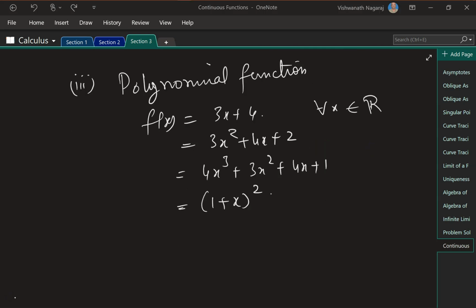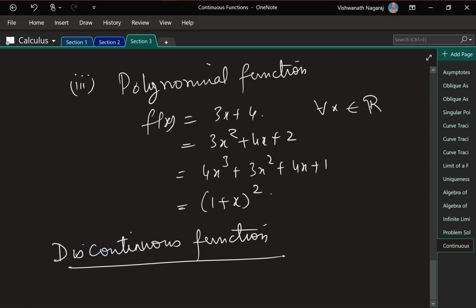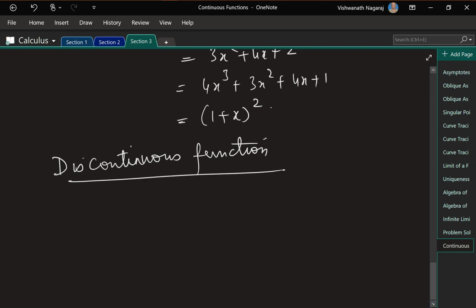Now, just like we can have continuous functions, we can have discontinuous functions. Now, when can we say that a function is discontinuous? Any one of these, if it is true, the function is discontinuous.